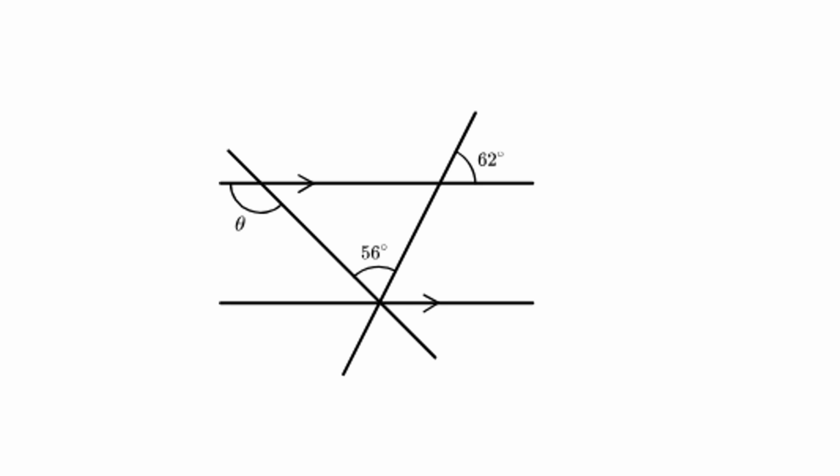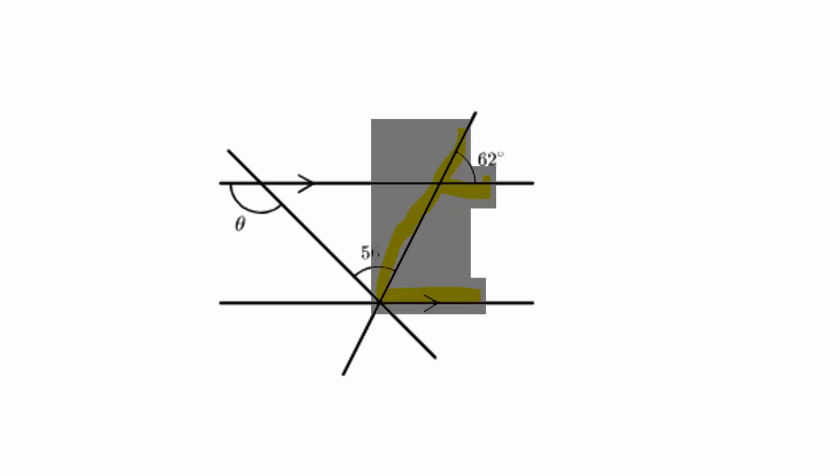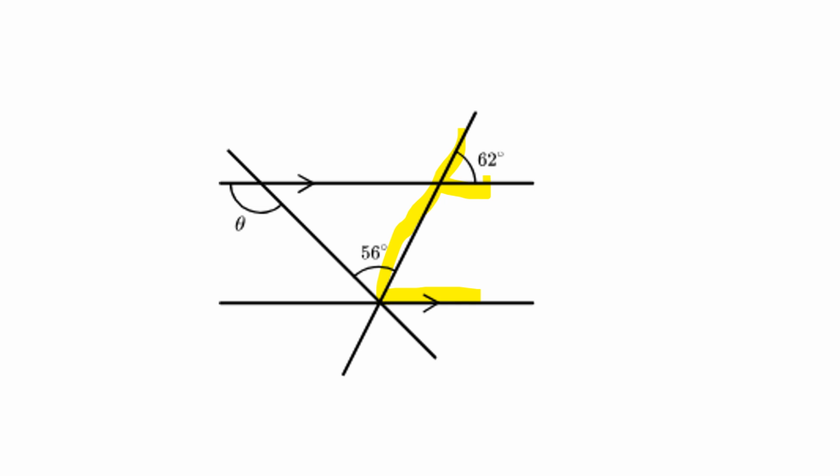So I've got a few things that we need to spot here. The first one I'm looking for is where that 62 is. I can spot this is that corresponding angle. So that means that is 62. So I've got my 62 there. I'll get rid of that for us.